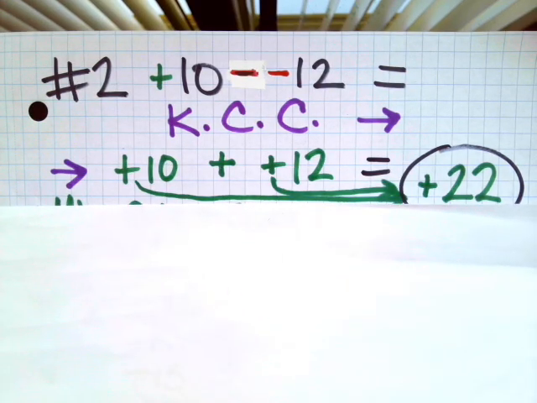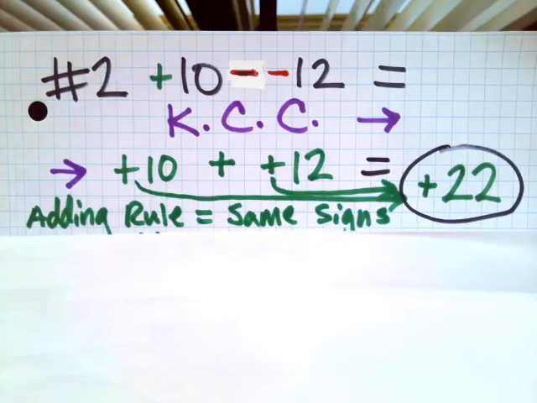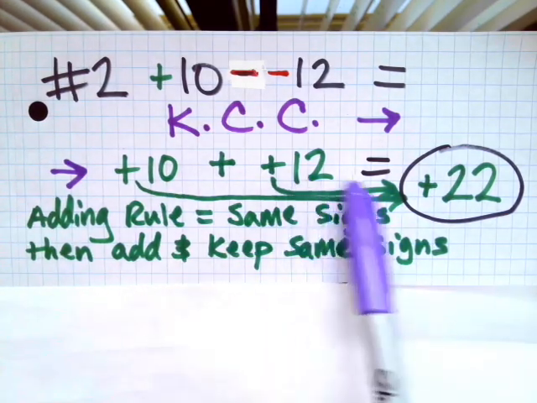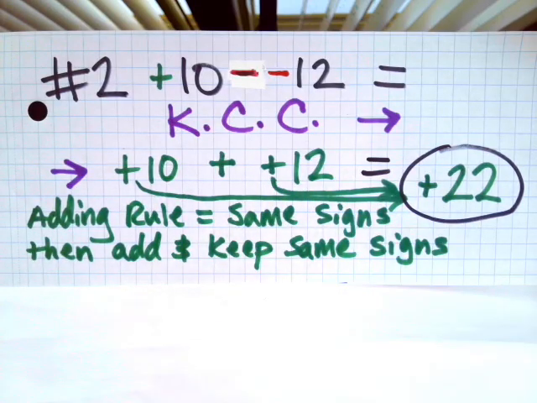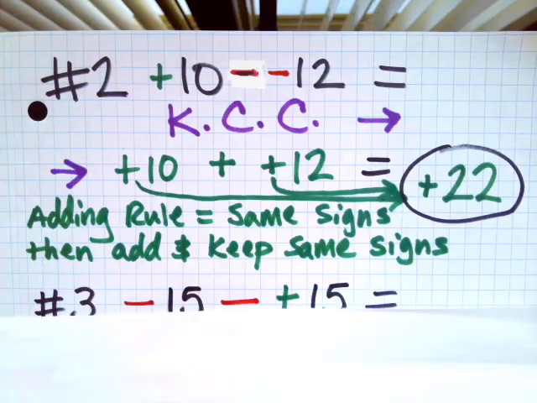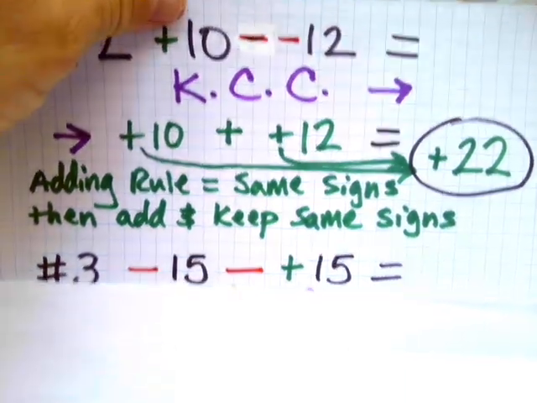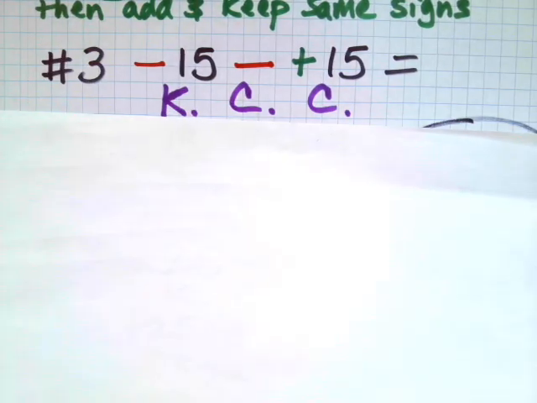Now, you can see here, it's addition rule. Remember, addition rule, same signs, add and keep the sign. That's what we're looking at here. 10 plus 12 is 22. Keep the sign because they're the same signs. They're both positive. The answer is a positive 22. All right, if I'm going too fast, go ahead and rewind, stop, pause, do whatever you need to do to get that good understanding.